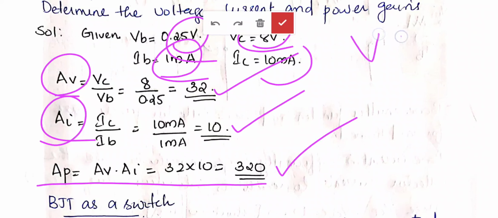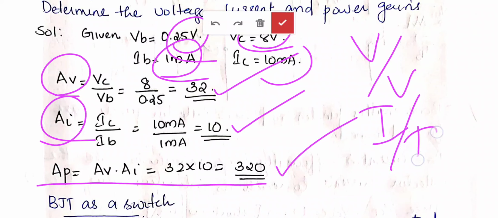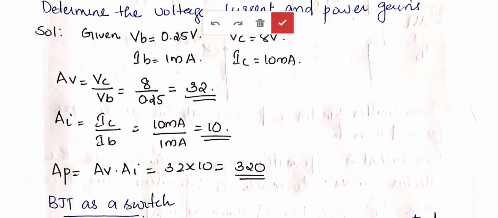So gain means voltage by voltage or current by current. That means gain is not having any unit. Gain is having no units.